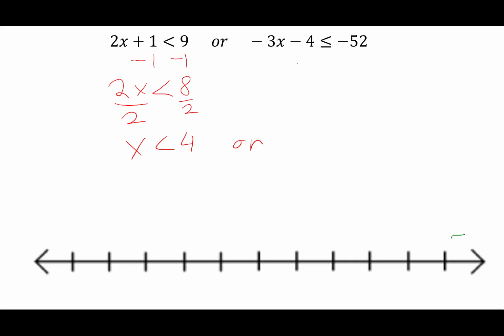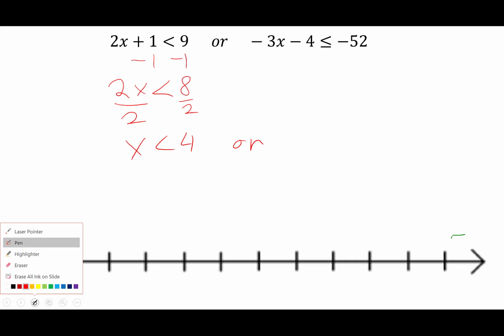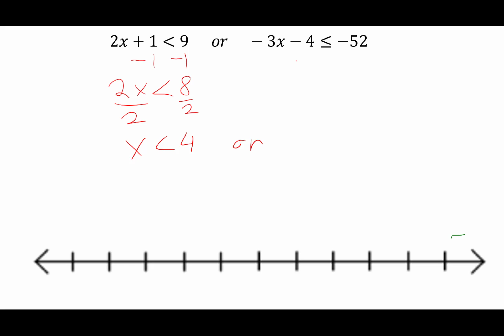And then I can work the second one out. Let's go with the pretty blue. So I'm going to add 4 to both sides. We get -3x is less than or equal to -48. Divide both sides by -3, and I get x is greater than or equal to 16. Now remember, when we multiply or divide by a negative, we have to flip the inequality sign.